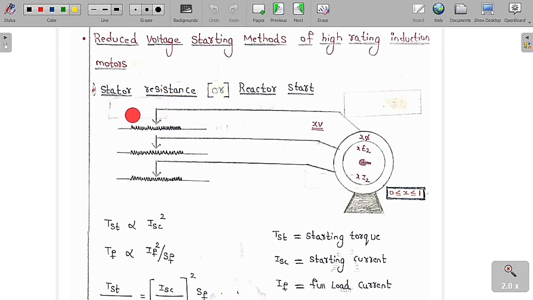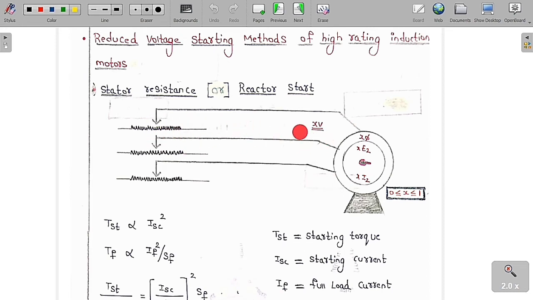The first one is called stator resistance or reactor start. We will see what this is. This is the induction motor. Here initially we keep some type of resistors at the input, so that we reduce the voltage incoming to the stator, and we decrease the voltage.